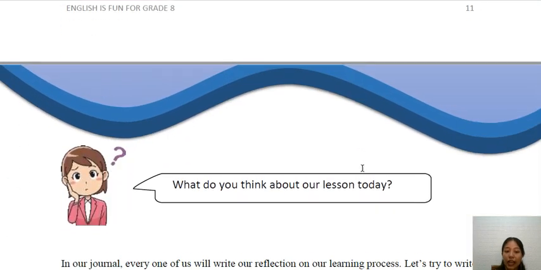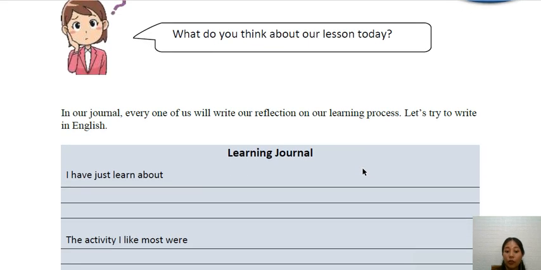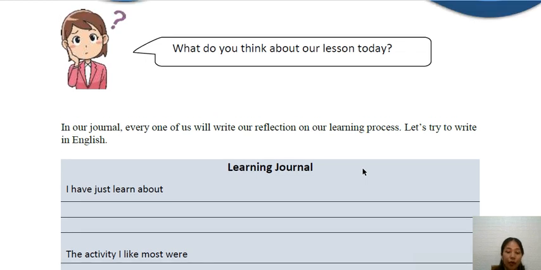And the last one is a writing activity. The students are required to write a learning journal in English to make sure all the students get the point or understand about the lesson.